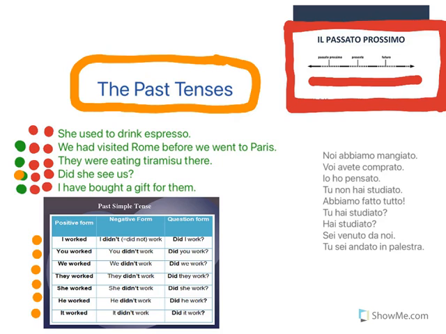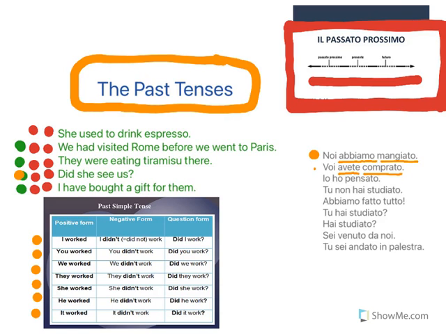Here we have a sentence: Noi abbiamo mangiato. You already know the verb mangiare, you already know noi, and you already know, interestingly enough, the present tense of the verb avere that you see here. Alright, then you see voi avete comprato. And you see here, comprato ends in the same way as mangiato, in -ato. Some pattern maybe. Avete, again, you see the present tense of avere.